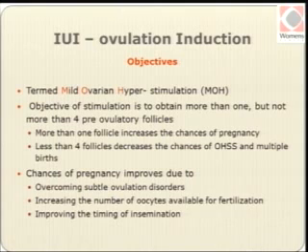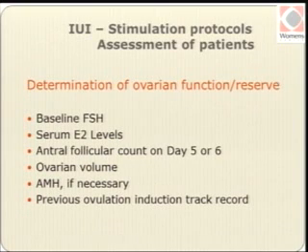The objective of stimulation here is to obtain more than one, but not more than 4 pre-ovulatory follicles. More than one follicle increases the chance of pregnancy when you're doing the procedure, but less than 4 follicles decreases the chances of adverse outcomes like ovarian hyperstimulation syndrome or multiple births. So your goal is slightly different when you do ovulation induction for an IUI, where you're really not aiming for a monofollicular stimulation. And the chances of pregnancy improve because, again, subtle ovulation disorders are overcome, with an increased number of oocytes, and better timing.